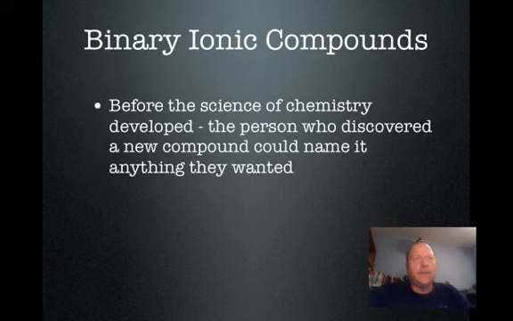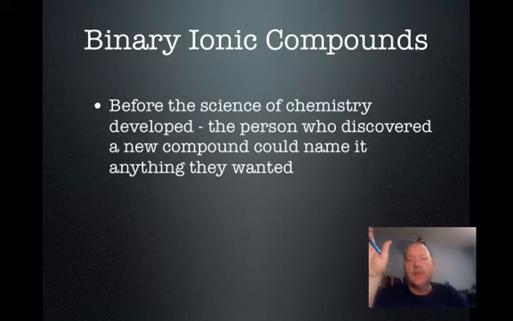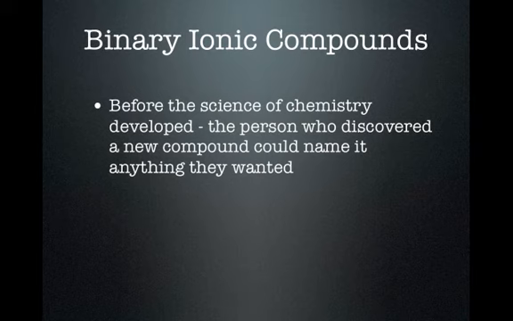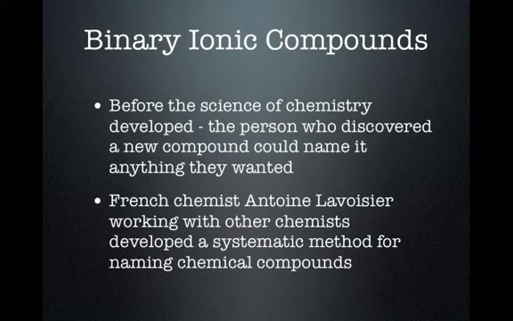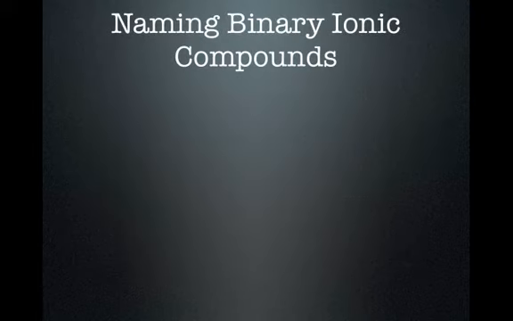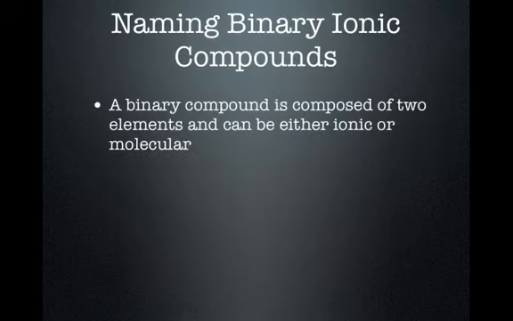Originally, a long time ago, if you discovered a compound, you got to name it. That was fine when there weren't that many compounds, but as the number of compounds grew, it got to be kind of a pain to memorize the name of everything. So a French chemist named Antoine Lavoisier came up with a system to name compounds. And that's what we use today.